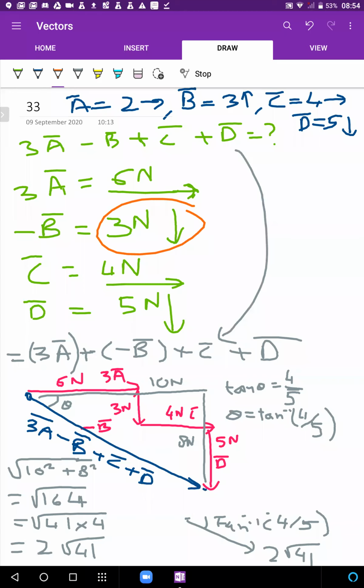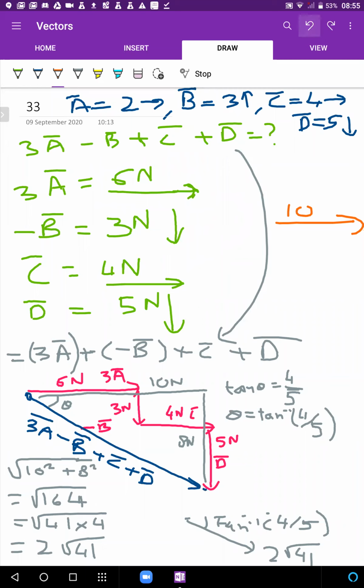What is c bar? 4 Newton towards right. And what is d bar? 5 Newton towards right. So the rest are the same. Only b bar के जगह minus b bar use कर रहे हैं, a bar के जगह 3 times a bar use कर रहे हैं. Fine, fair enough. Join the vectors. You can again club them. 6 plus 4, 10, 3 plus 5, 8. You can, of course, you should realize this is 10 and 8, the resultant.